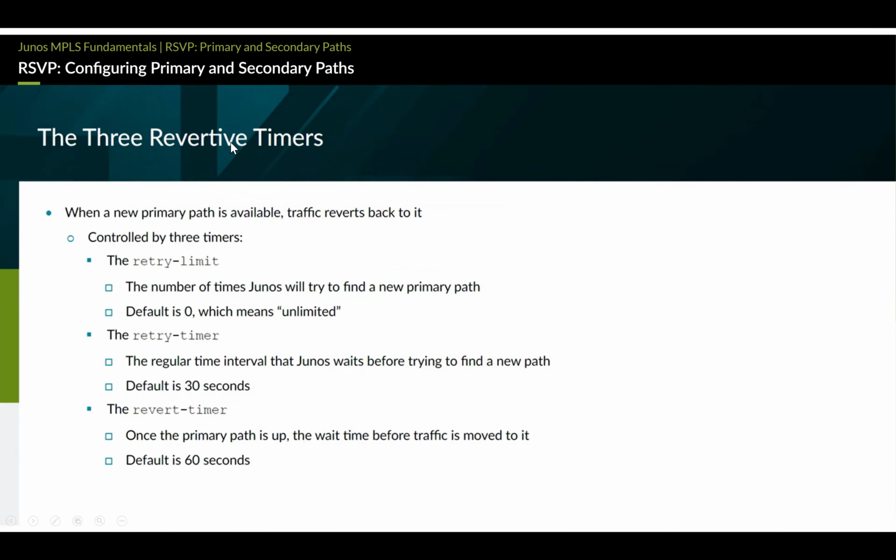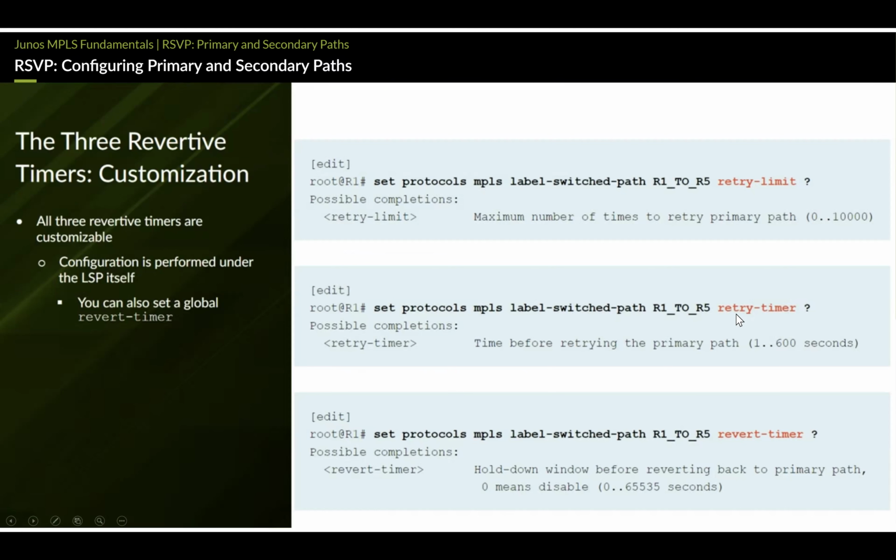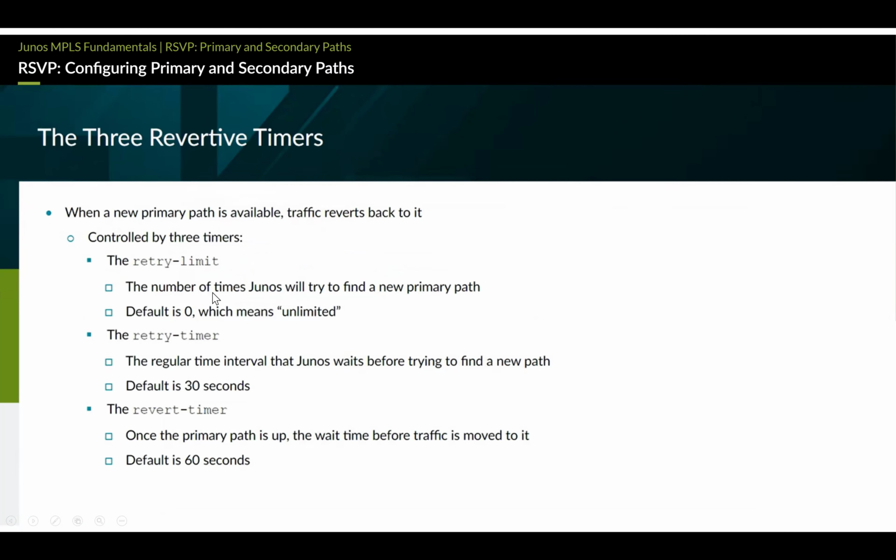So, 3 revertive timers. When I create the LSP, I can set the LSP default timers, or I can customize them. There are 3 control timers. Number 1 is retry limit, then retry timer, and revert timer. Total 3. The retry limit is the number of times Junos will try to find a new primary path. The default is 0, which means unlimited. So we can set the number here.